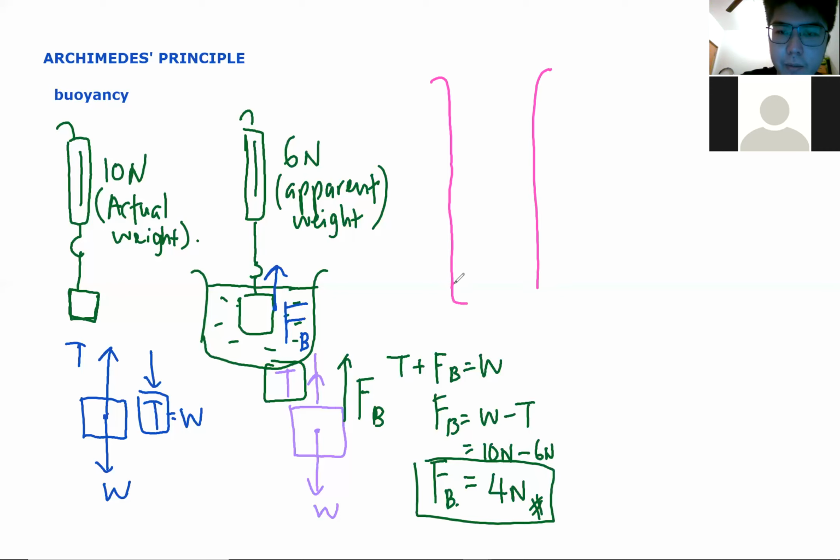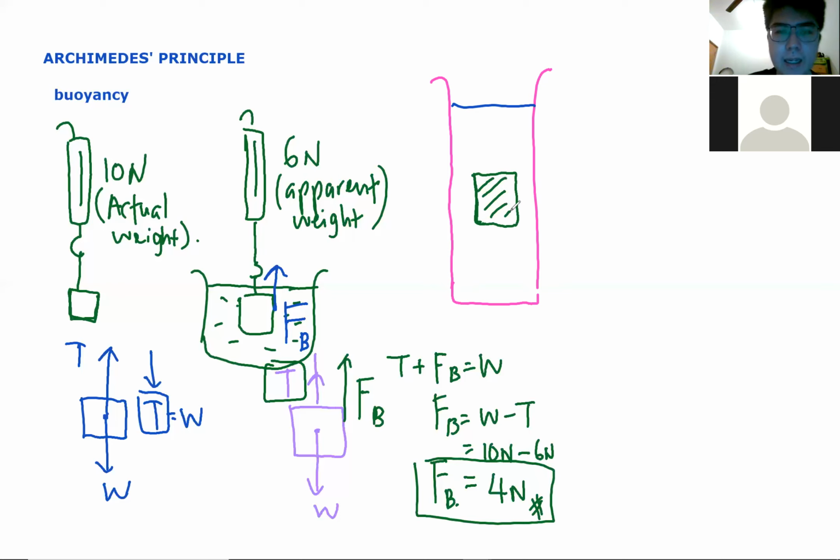Okay, let me draw it again. It's filled with water. Okay, let's use blue color. Water. Okay, now imagine if I put a cube inside. Cube inside. This is the cube.